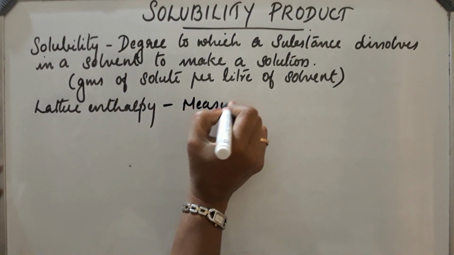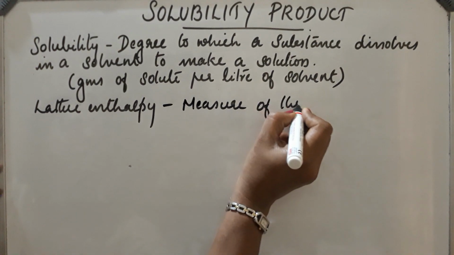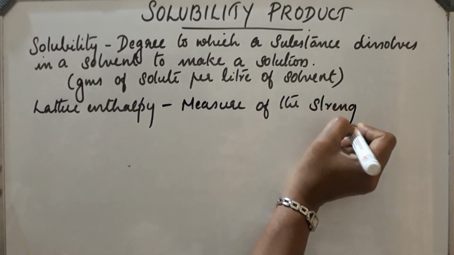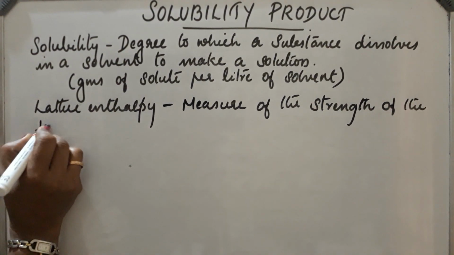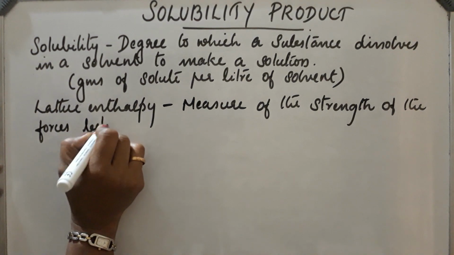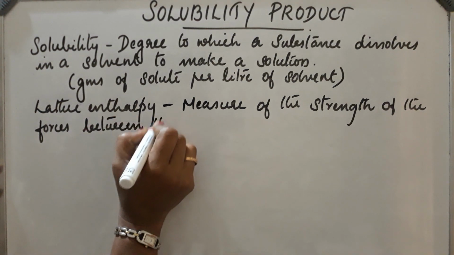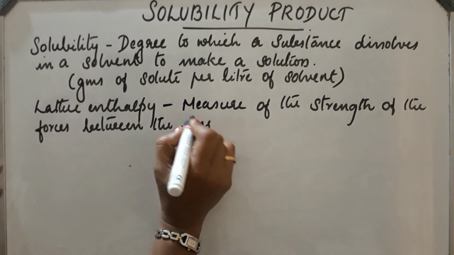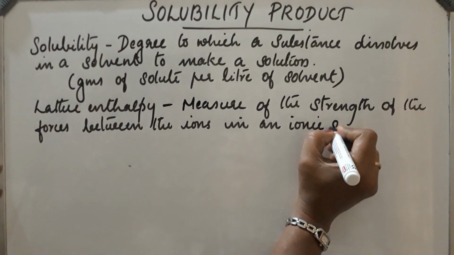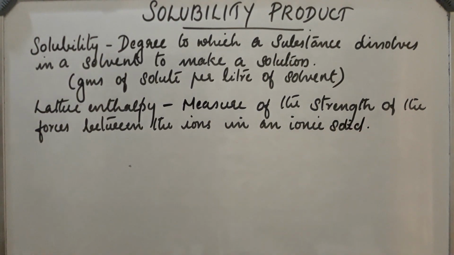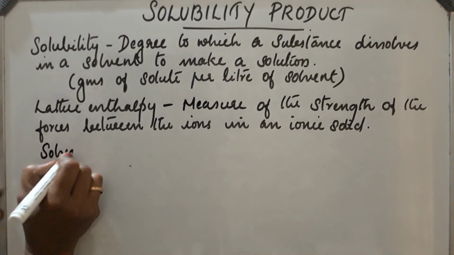Measure of the strength of the forces between the ions in an ionic solid. So, the greater the lattice enthalpy, the greater, or stronger, will be the force between the ions. Now, the second one is solvation enthalpy.